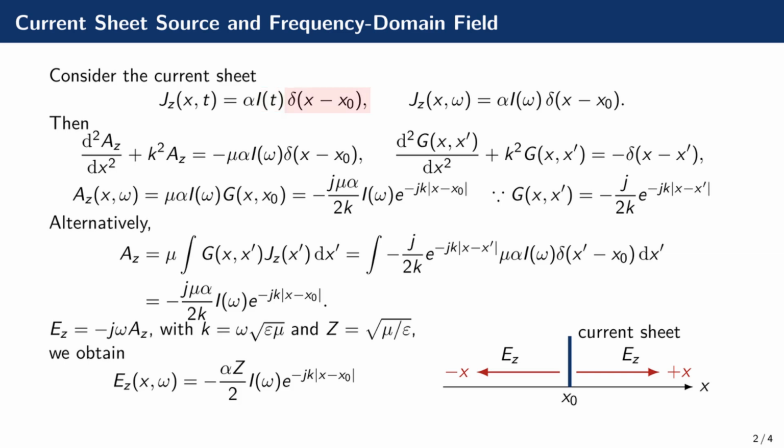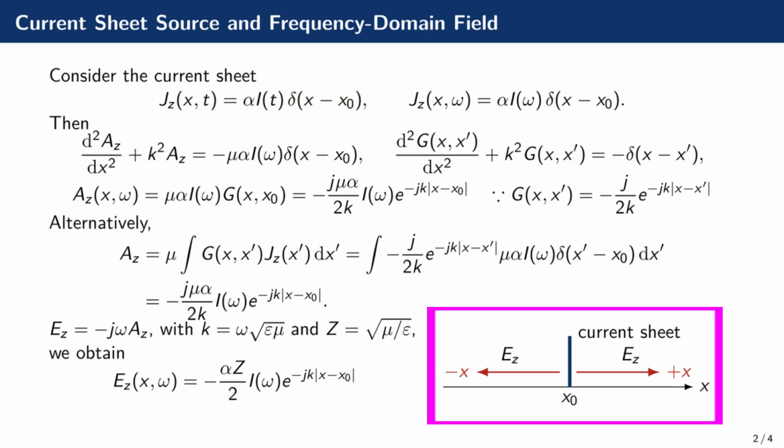The source exists only at one position, x equals x0, and it is very thin. In other words, it is localized at one point in the x direction. If we draw the geometry, we have the x-axis, and the other two directions are y and z. At x equals x0, a current flows in the z direction. Moreover, it is uniform in the y and z directions, so this represents a current sheet.